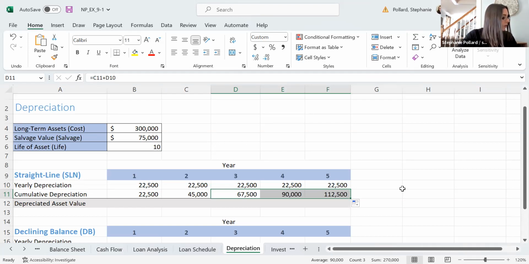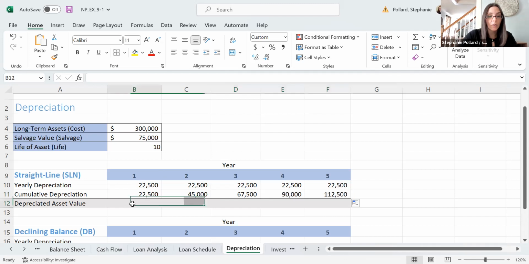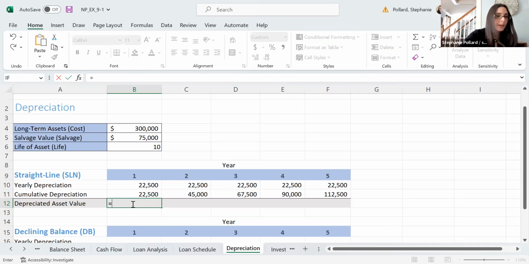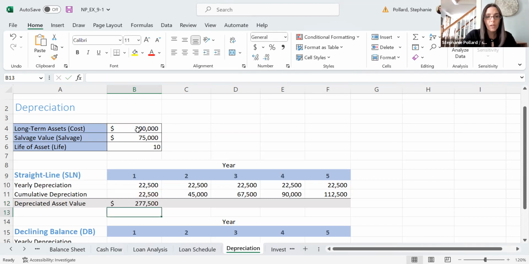And then finally, we could also look at the value of the asset at the end of each year. So in cell B12, it equals, and I'm going to select B4, which is the starting value of my asset, and I'm going to subtract out the depreciation for that year. So I'm going to subtract out the cumulative depreciation. So at the end of 1 year, our asset is only worth $277,500, excuse me.